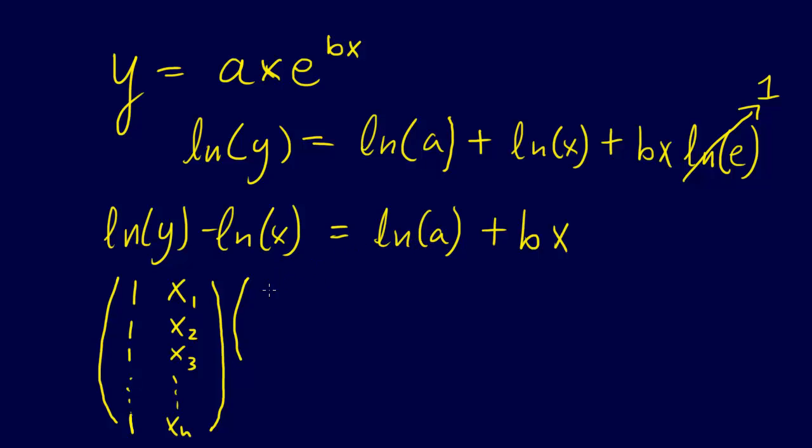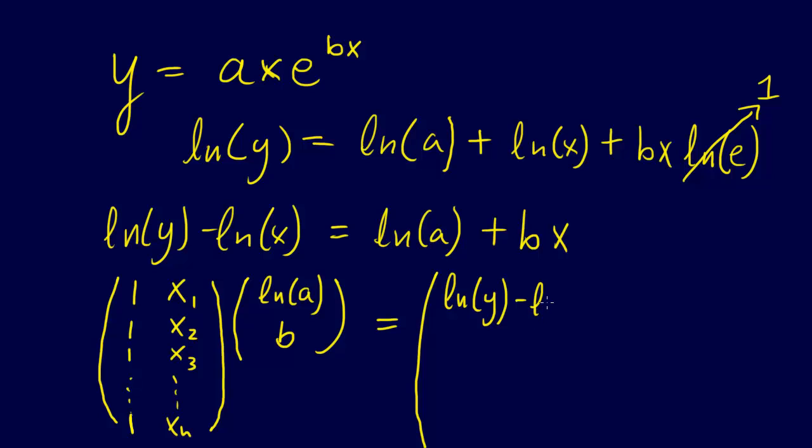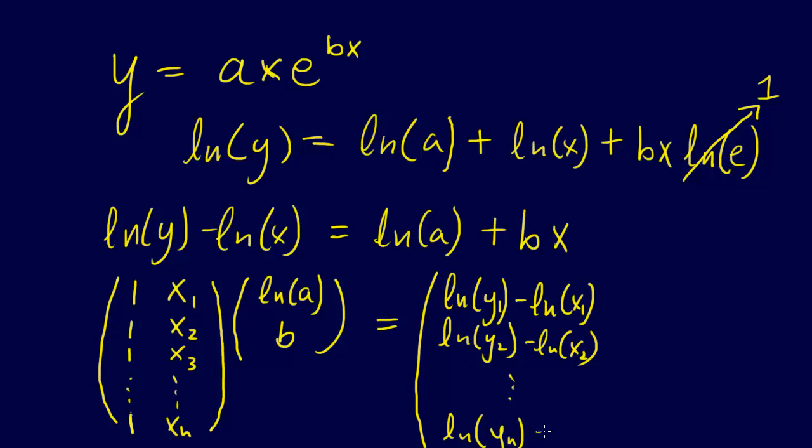And then the next part, we're going to have the ln of a, and then the other part is just going to be a regular b. And that's going to equal, the right-hand side vector is going to be ln of y minus the ln of x. And that'll be ln of y1 minus ln of x1, ln of y2 minus ln of x2, and all the way down to ln of yn minus ln of xn. All right, and so there's our complete system of equations.